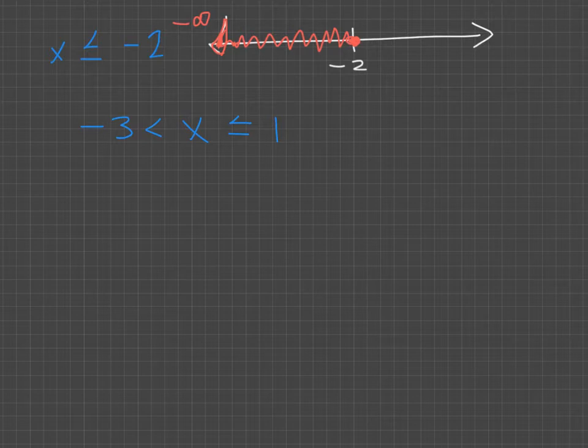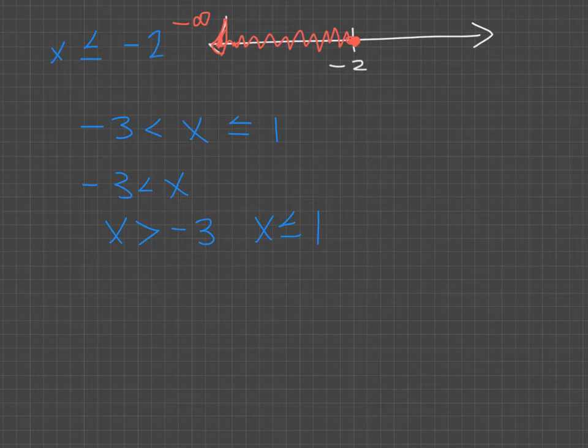Now let's look at one more inequality. This time we have x trapped in between negative 3 and 1. So we want both of these things to be true. We want negative 3 to be less than x, which if we flip that around, we would say that x is greater than negative 3. And we want x less than or equal to 1.